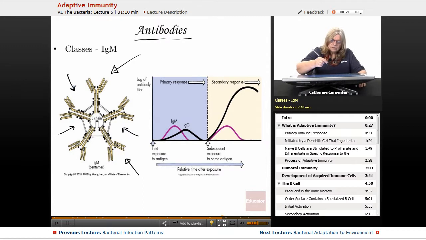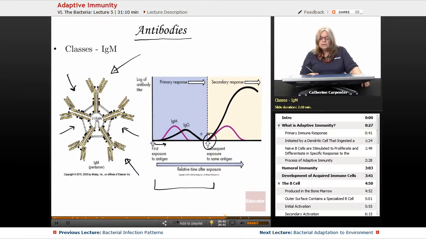What happens in our first exposure is it takes a period of time for our immune cells to recognize the pathogen and then go through differentiation. Well, the second time we're exposed to that pathogen, we don't have any lag time here. We are just primed and ready to go. So the antibodies, the IgM and the IgG, get immediately launched.